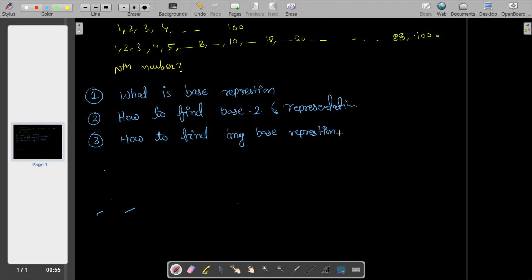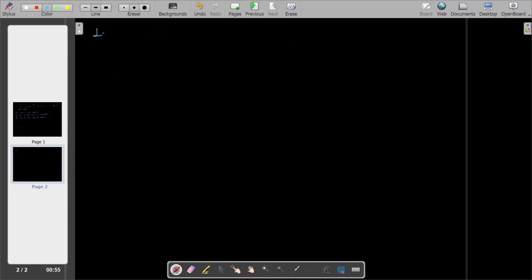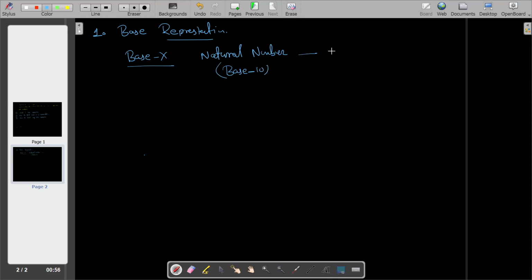So what is a base representation? Okay, that's the first point. In base representation, you have heard the term binary representation. So suppose we use base x representation. So we convert a natural number, natural numbers are base 10, to base x representation. Okay, in natural numbers we use base 10, which means we use digits 0 to 9.